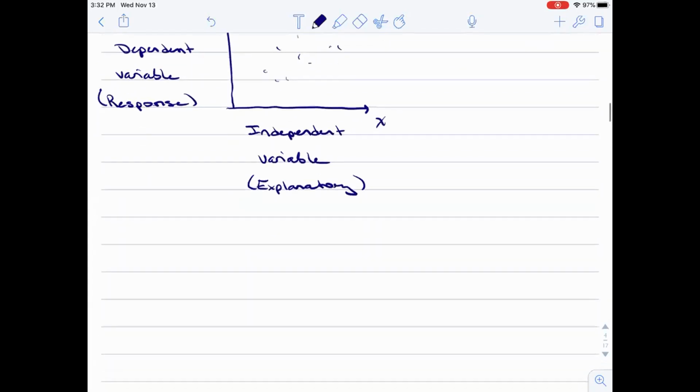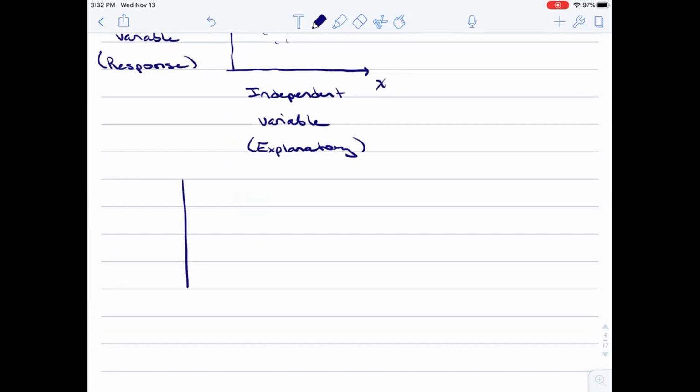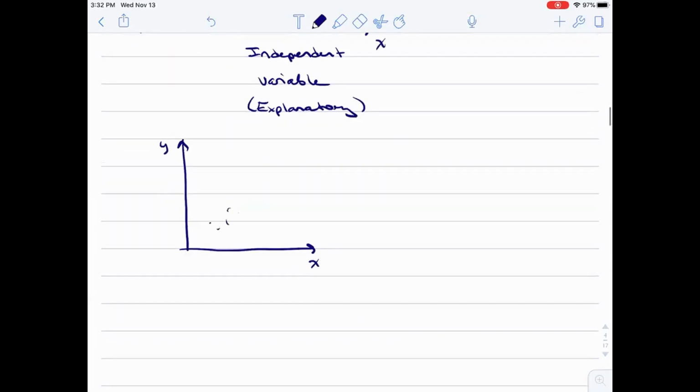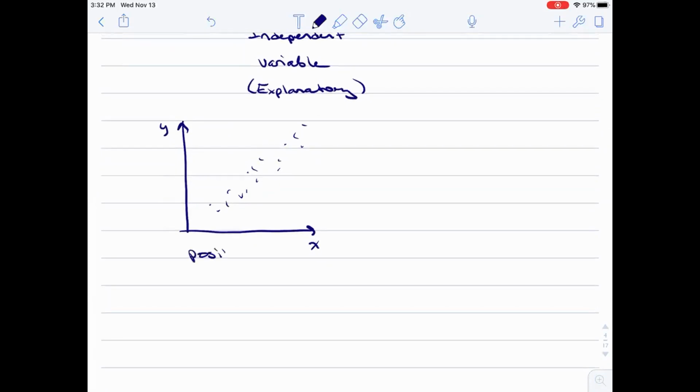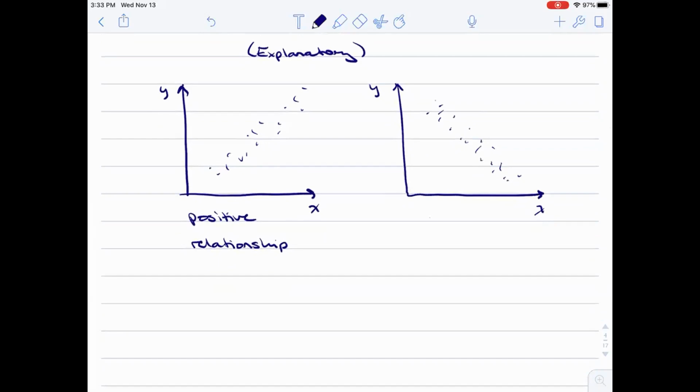If we look at just two plots in general, if we have a relationship like this, that would be a positive relationship. And same deal, but sloping downwards. Both of these are really strong relationships, but that's okay. This is a negative relationship.